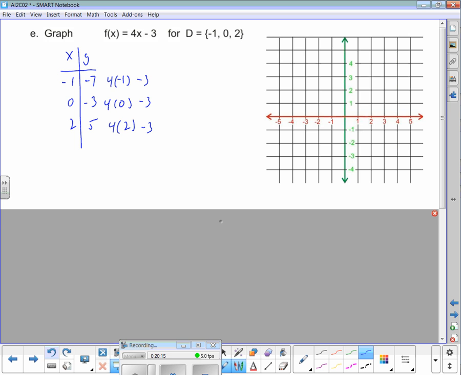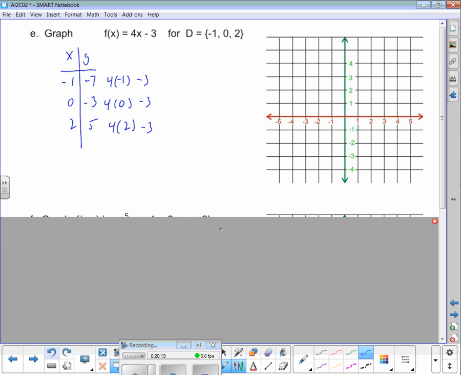You're just plotting the points. -1, -7. Up there I am off the charts again. Great. I'll put a line for -7 down there, right? 0, -3 is right there. And 2, 5 is right there. And they're just points. No line between them because we're just given specific values of the domain. So that's all that function contains.